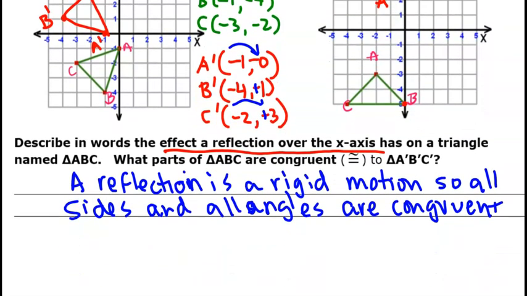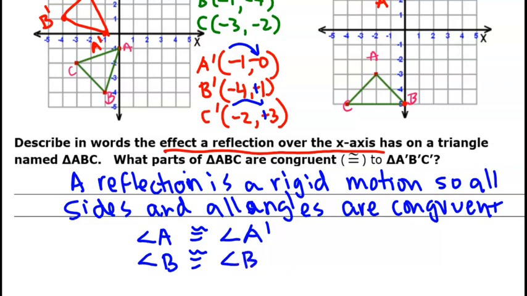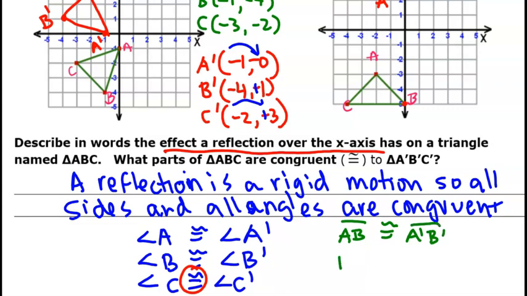Another way that sometimes it's written is that angle A is congruent to angle A prime, right? Angle B is congruent to angle B prime, and angle C is congruent to angle C prime. You got that little congruent symbol there. And sometimes they do it with sides as well. Side AB is congruent to A prime, B prime. That's another way you can write it. Side BC is congruent to side B prime, C prime, and side CA is congruent to C prime, A prime. The end.